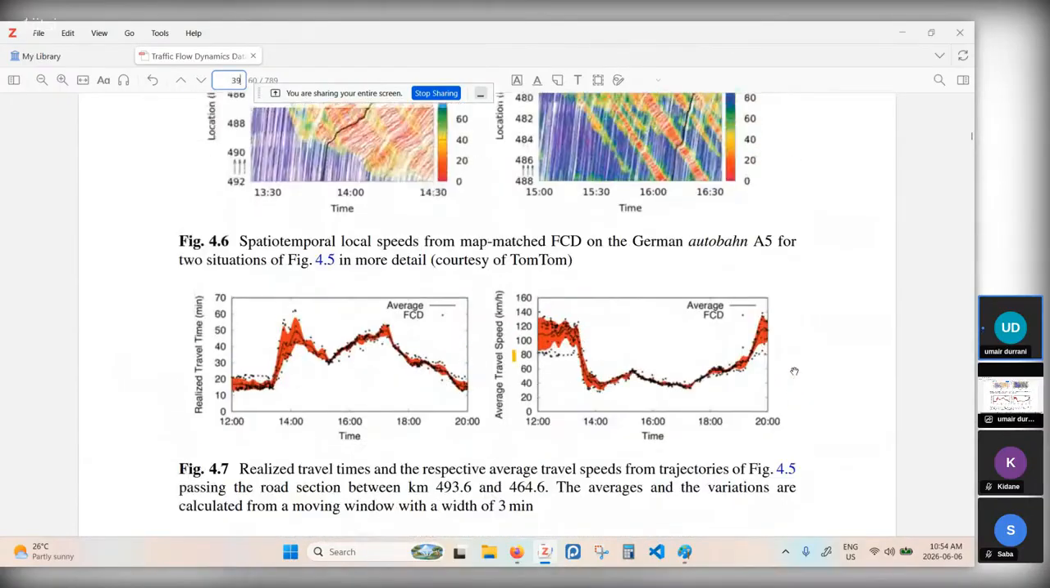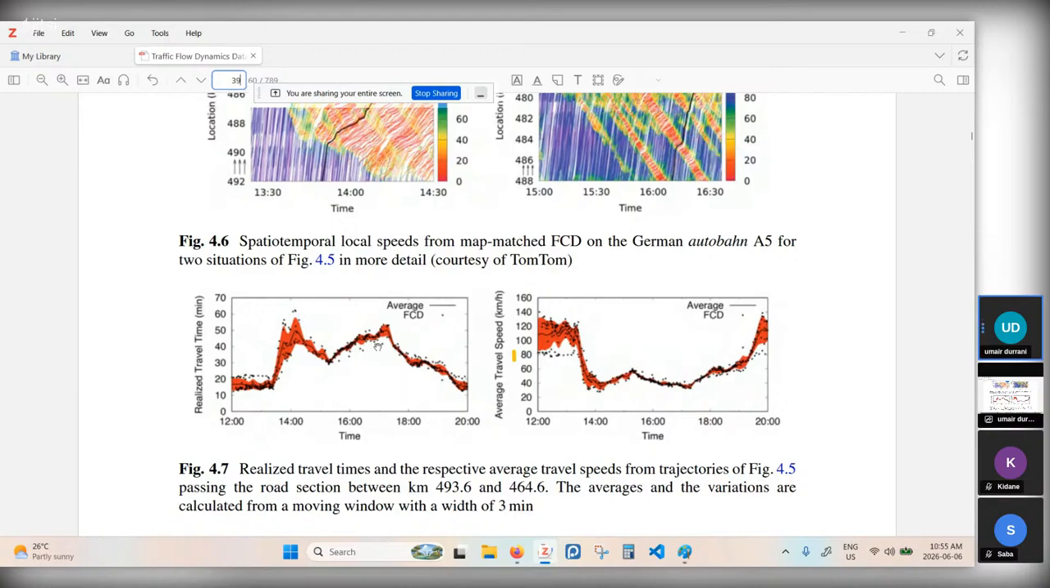Let's see, right here in this plot, the lines represent the average and the points represent the individual floating car data points. On the x-axis, we have time. On the y-axis, we have realized travel times. From the multiple floating car data points on this plot, we can see that, for example, at 2 p.m., right here, we have a peak in the travel time, which means that vehicles were taking longer to travel.